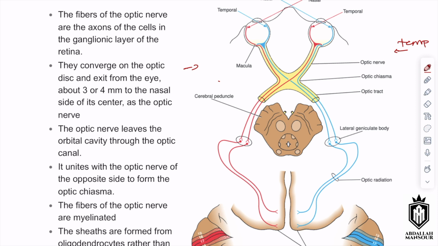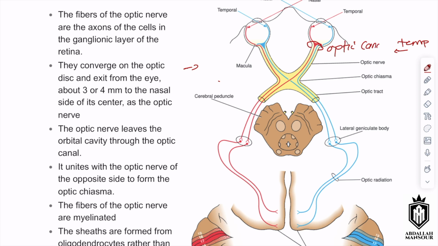So let's start by talking about the optic nerve. The optic nerve originates from the retina. Okay, it's called the ganglionic layer of the retina, and the fibers will converge or come together to form the optic nerve. And then they will leave the eyeball through a canal called the optic canal.